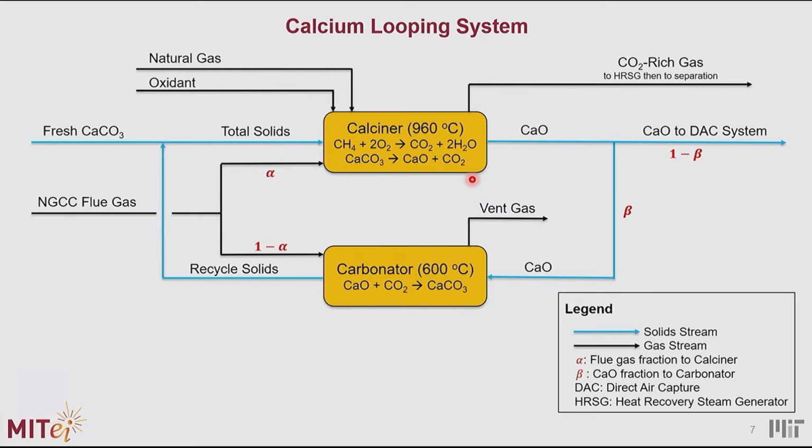Another thing here is the conversions in the reactor. In the calciner, we're assuming that this goes to completion. Of course, the combustion reaction goes to completion. The calcium carbonate reaction has almost around 99% conversion. But the story is different with the carbonator. As you increase the recycle amount, the conversion will decrease in the carbonator. So that's what we're going to talk about now.